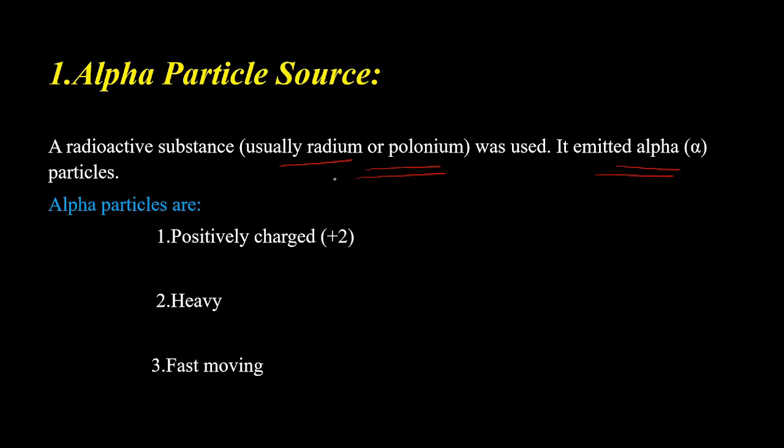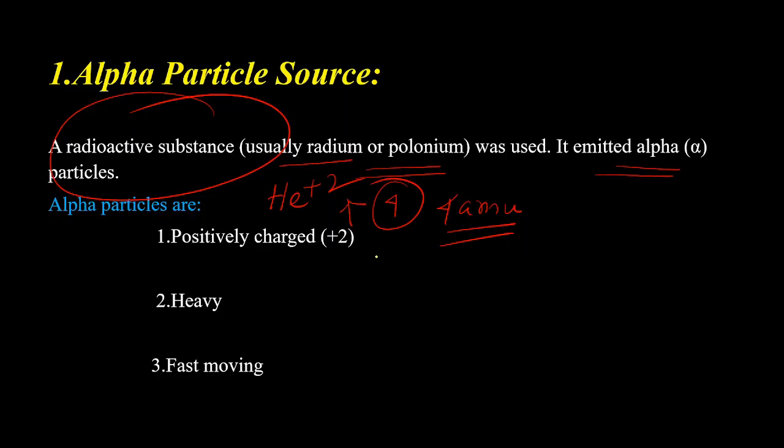Now, what is an alpha particle? An alpha particle means a helium ion. It has +2 charge on it and has mass number 4, so its mass is 4 AMU. And what is a radioactive substance? A radioactive substance means a substance which can emit alpha, beta, gamma-like rays or particles spontaneously. The alpha particle has +2 charge. It is heavy and fast moving.